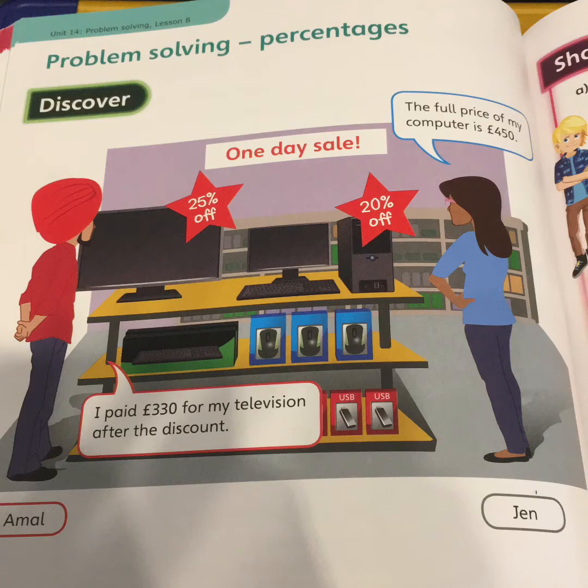Amal's question was, what is the full price of his television? So he paid £330 for the television after the discount. If we know there was 25% off, what percentage has Amal actually paid? What percentage is equal to £330? So draw a bar model and have a go.